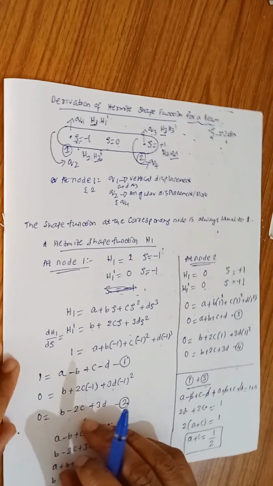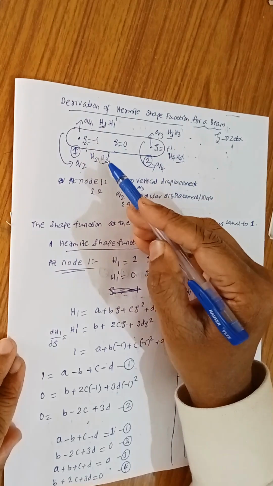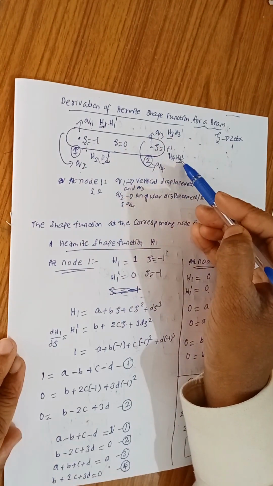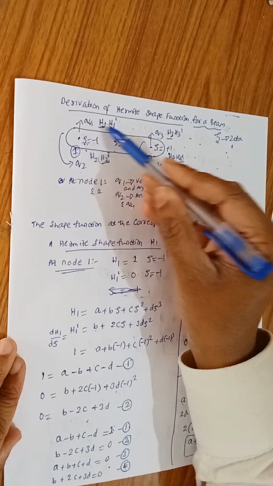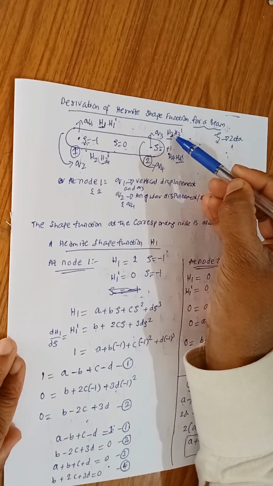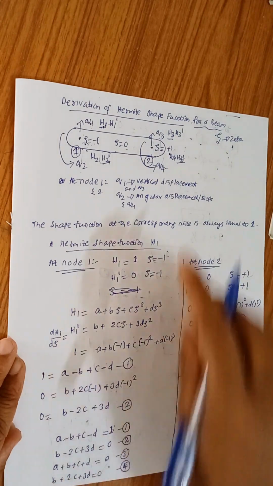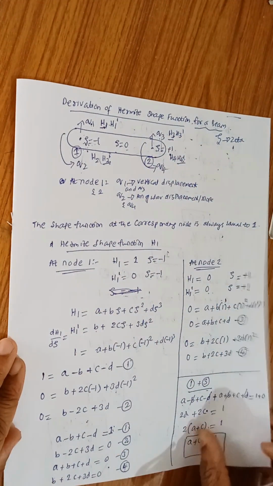Therefore, as I have told you at the beginning itself, the corresponding shape function of the corresponding node is going to be equal to unity. H1, H2 dash, H3, H4 dash. H1 is for vertical displacement Q1, H2 dash is for angular displacement Q2, H3 is for vertical displacement Q3, H4 dash is for angular displacement Q4. Therefore, H3 and H4 dash are going to be equal to 1.